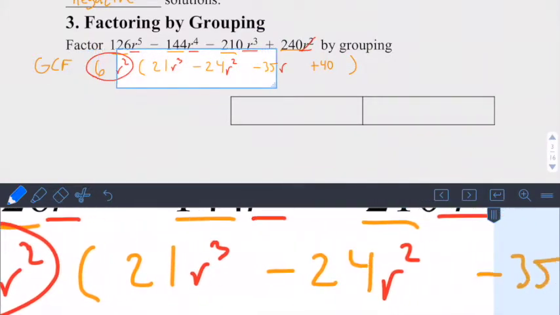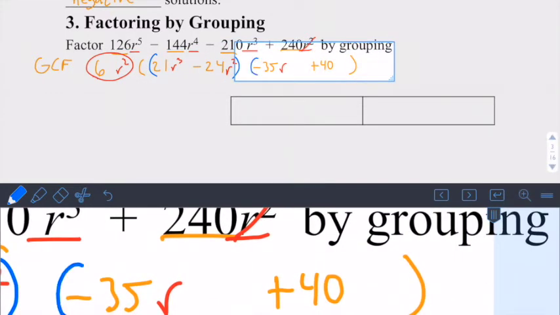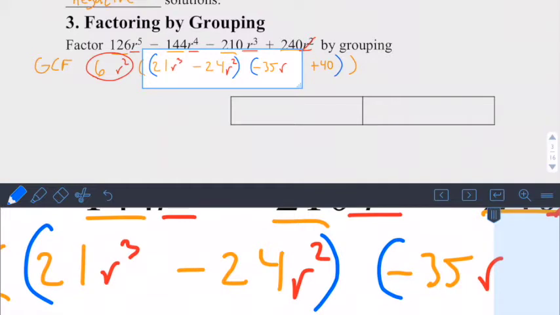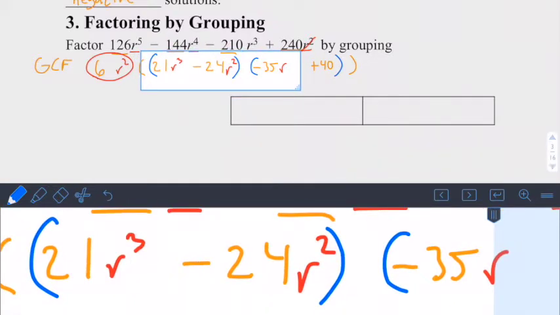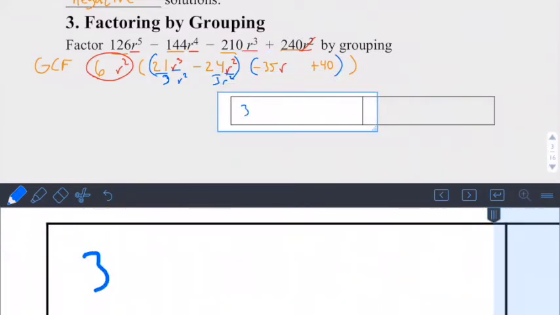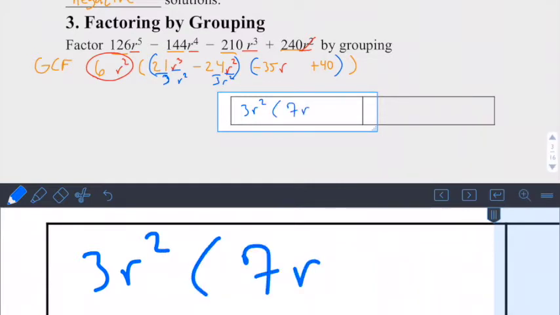Now I'm going to group it like I did before. I'm going to group this piece, and I'm going to group this piece. So 21 minus 24, well, I can divide both of those by 3. And I could divide out an r squared out of both, right? Because there's 2 and then 3. So this is going to be 3r squared. And then what's left is 7r minus 8.